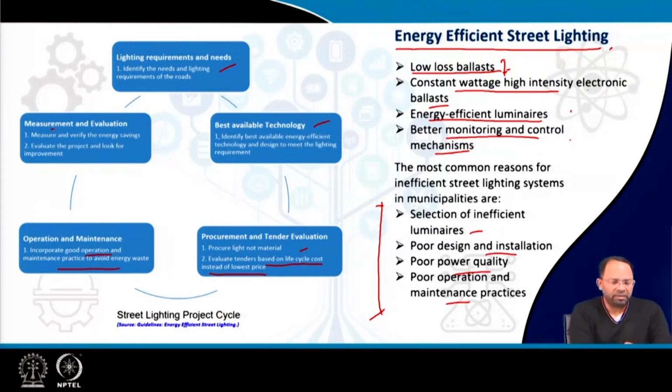And finally, we have to measure what actual improvement is happening because of this replacement. So if I don't measure and evaluate properly with proper baselines, that is, what was the earlier energy consumption and what we are consuming now, then probably the overall replacement project would be a failure. So this is very, very important as well. So this is how we go about energy efficient street lighting projects or selection of energy efficient street lighting for current lighting systems.